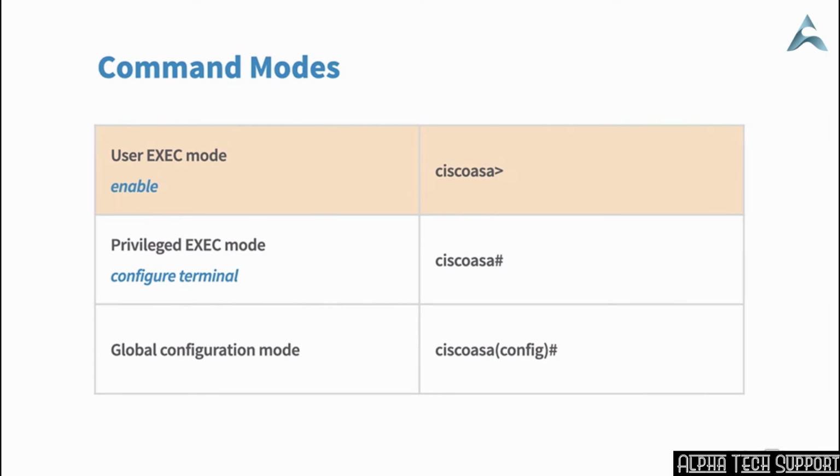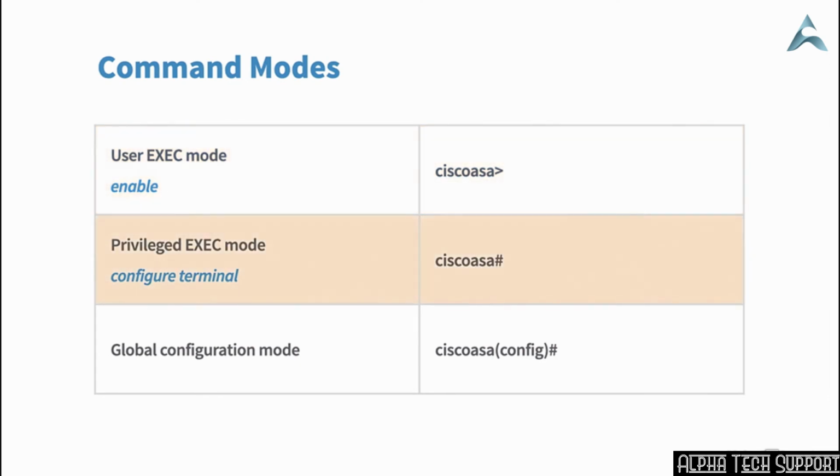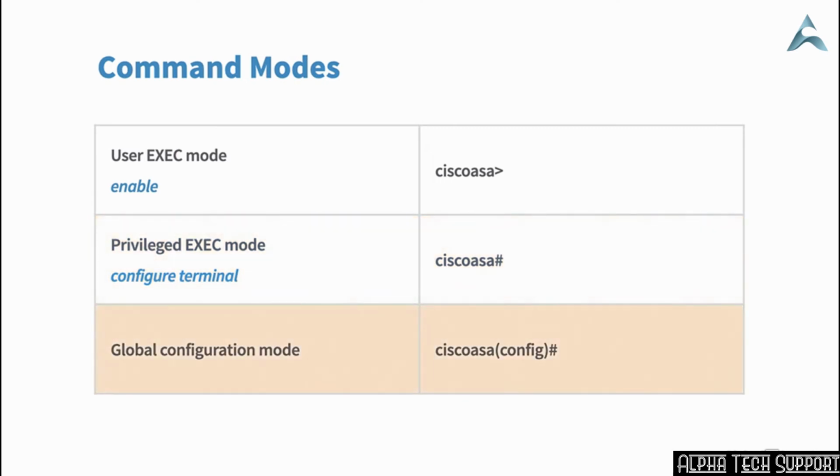Then you issue the command enable. This takes you into privileged exec mode. Once in this mode, you can then run any exec command. Then you issue the command configure terminal, which takes you into global configuration mode. In global config mode, you can enter commands to configure general system characteristics.